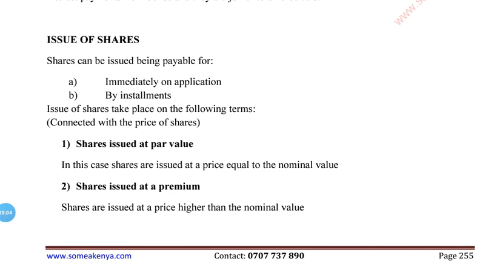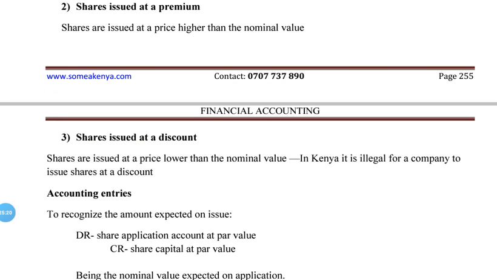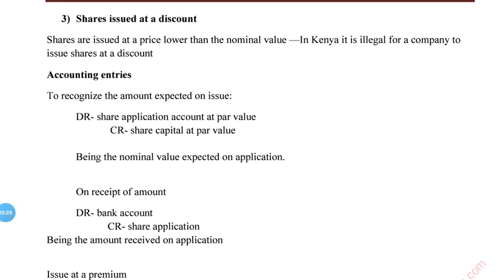You are making a profit of 5 shilling, and that 5 shilling is what we refer to as a share premium. So share premium, these are shares issued at a price higher than the nominal value. Shares issued at discount, these are shares issued at a price lower than the nominal value. So if the nominal value is 20 bob, remember nominal value is what you are calling par value.